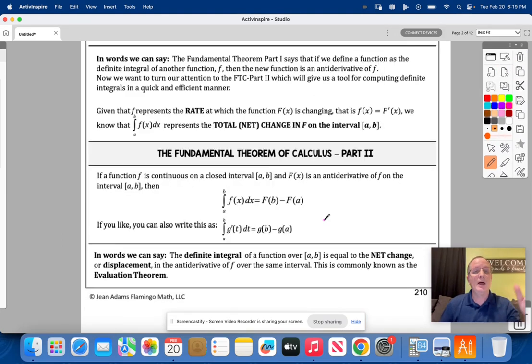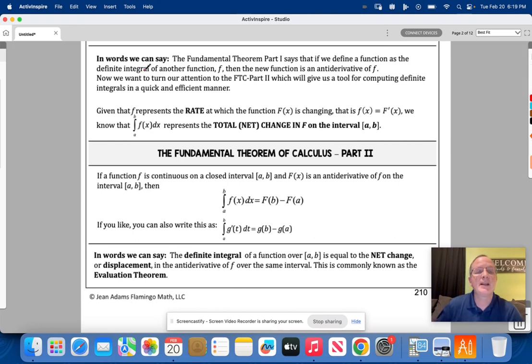So the fundamental theorem says we can define a function as a definite integral of another function, and then the new function is the antiderivative. Now, part 2 is the one that I always think of as the fundamental theorem of calculus. Given that f is a rate, then which function big F is changing? In other words, f of x is the derivative of big F. We've talked about that a lot. We know that the integral from a to b of this is the total net change of F. We've dealt with that stuff. You've been doing that, adding up all the geometry and all that stuff.